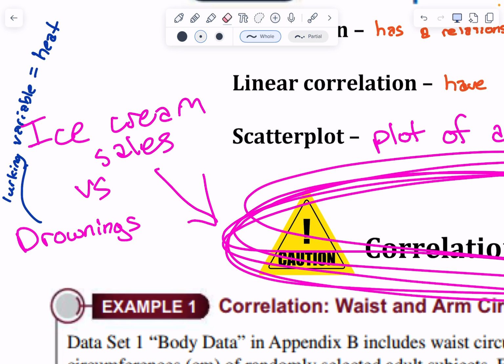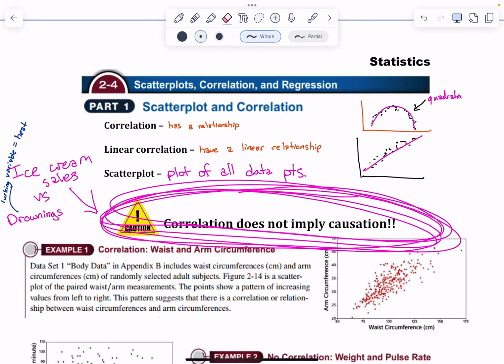But that's why it's important, and that's where we're at right now: a lot of people are doing studies on autism and vaccines, okay, to try to prove one way or the other. So there's that. Correlation does not imply causation.